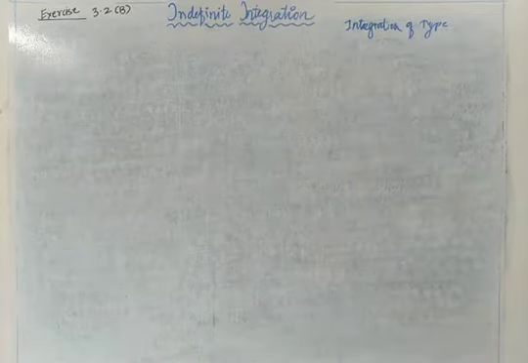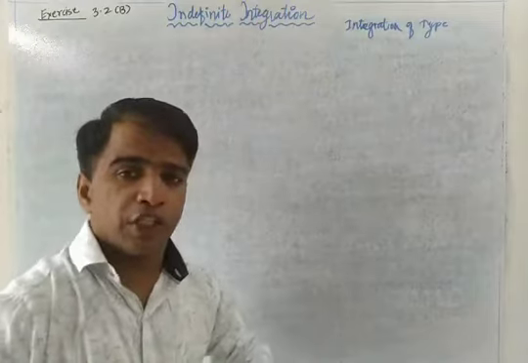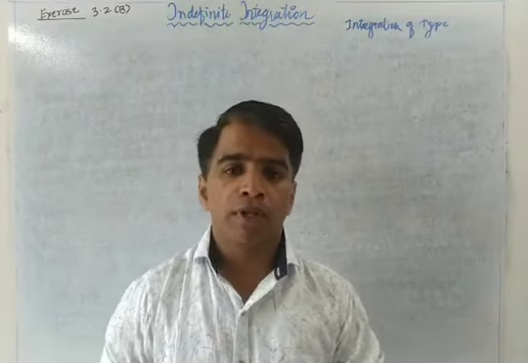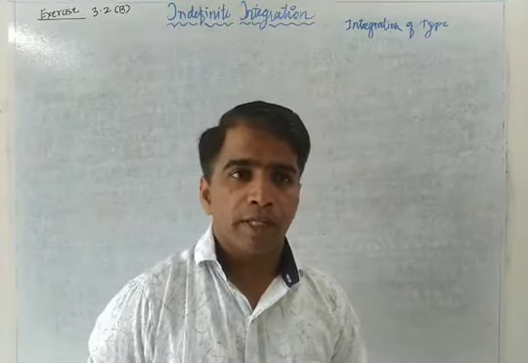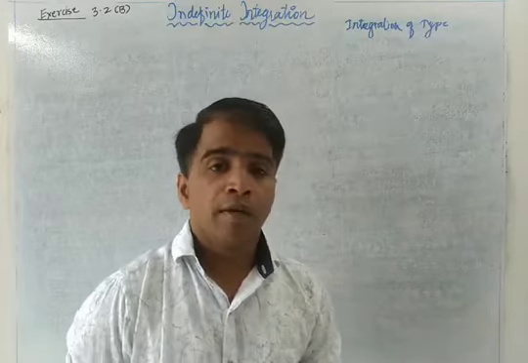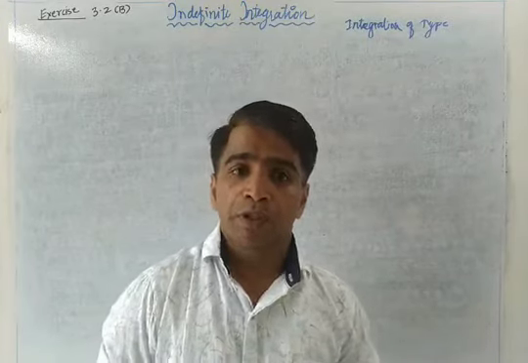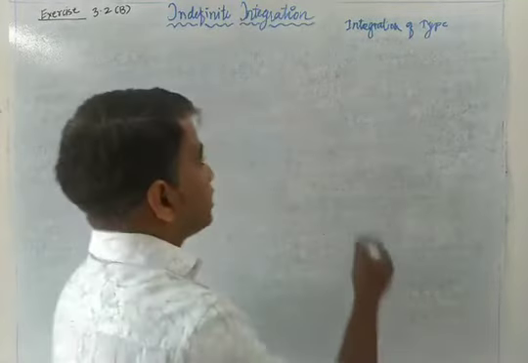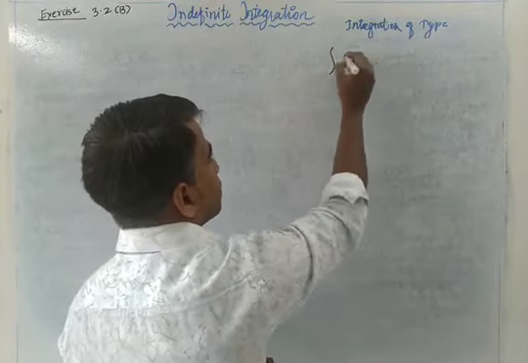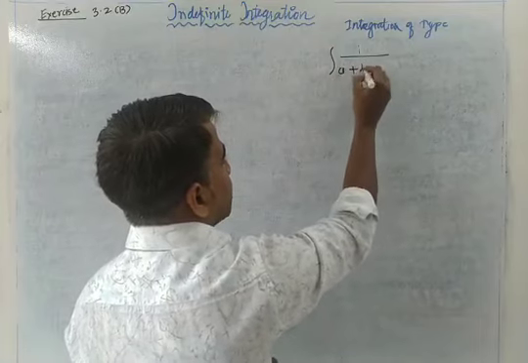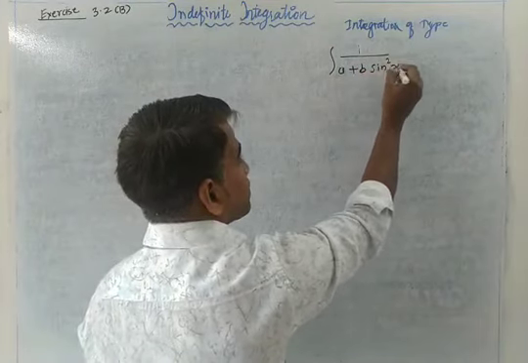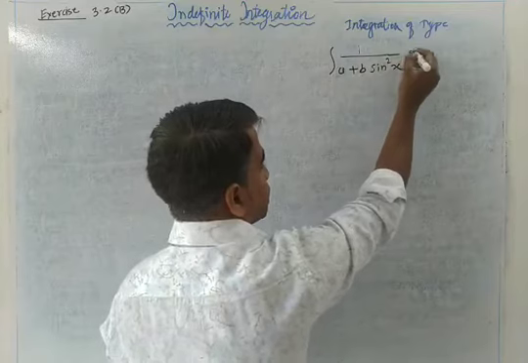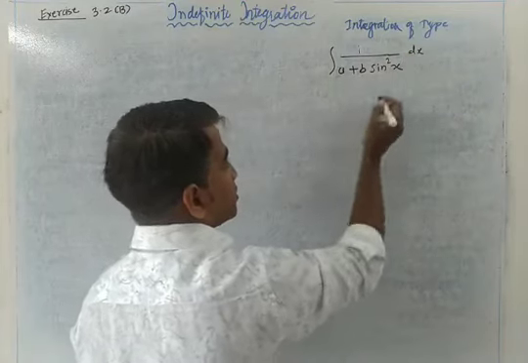Now see the next integration type. We already checked the examples related to 1 upon sin x, 1 upon a plus b cos x, and also sin 2x, cos 2x. But what about sin square and cos square functions? The next type is integration of 1 upon a plus b sin square x. Now we are talking about square terms.